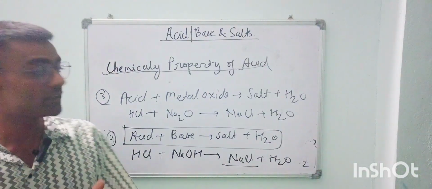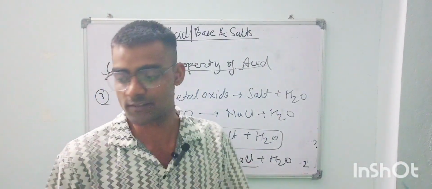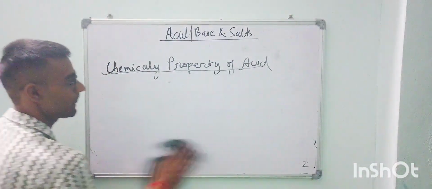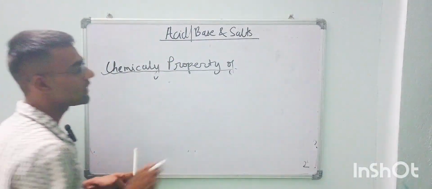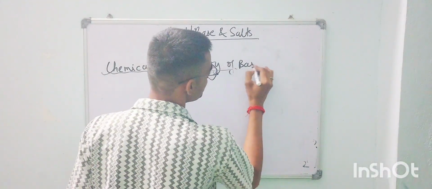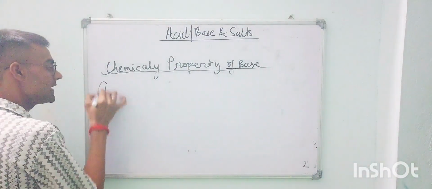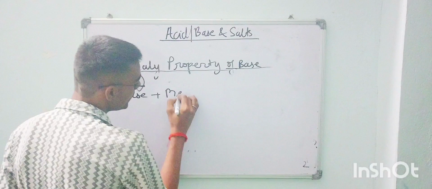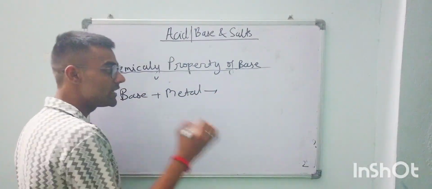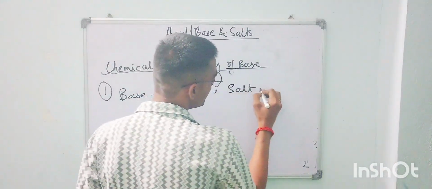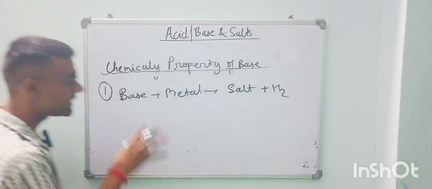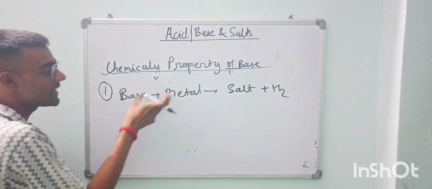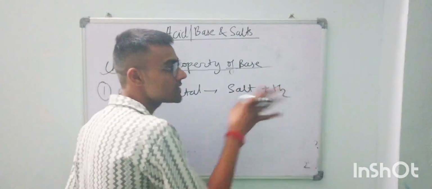And now we will discuss the chemical properties of base. What are the chemical properties of base? The first property is when a base reacts with a metal, it gives salt plus hydrogen. That is the first chemical property of base, that when a base reacts with a metal, it gives salt plus hydrogen.